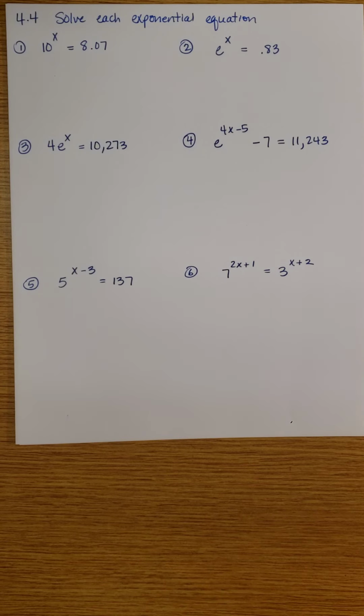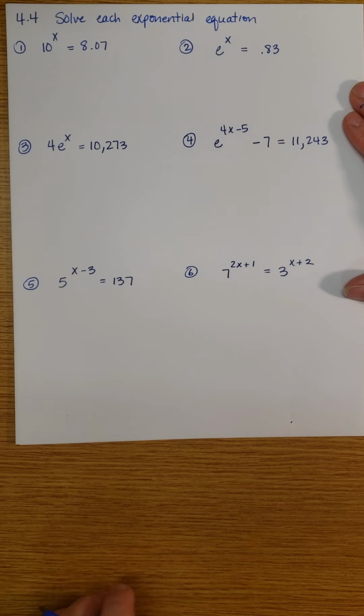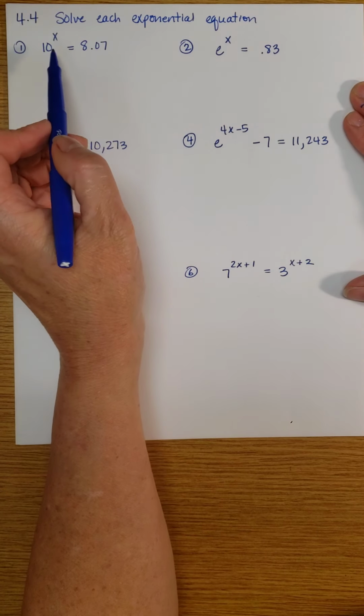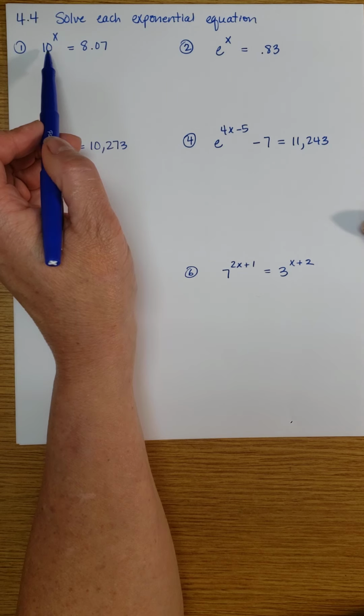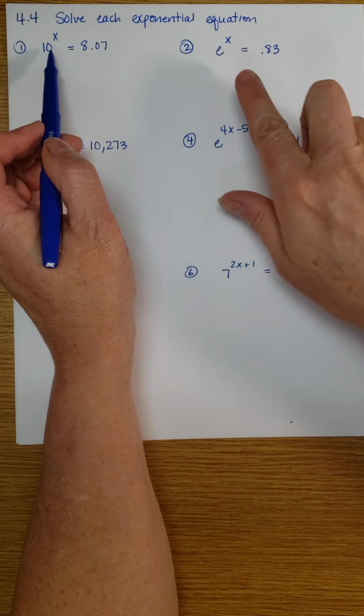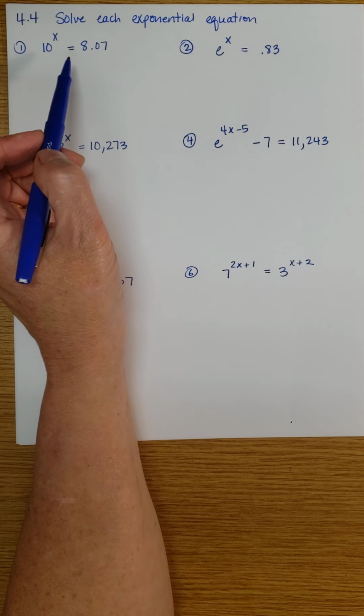In these examples, when we solve the exponential equations, we don't have the same base on either side of the equation. So we're going to need some other techniques to solve these. Now notice here's base 10, and since our calculator has the common log, I'm going to use the common log for this problem. Over here, base e, I'm going to use the natural log. Those are both stored in our calculator.